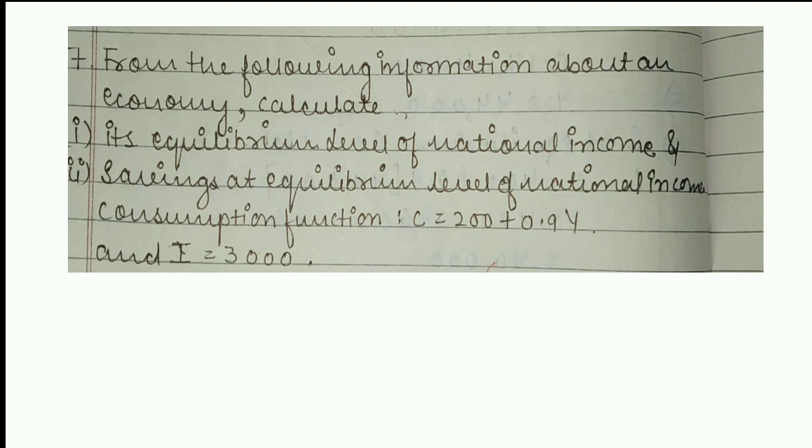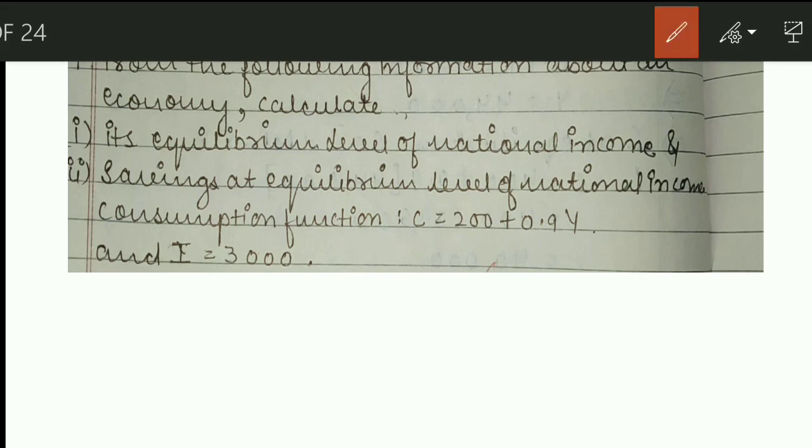Now the next question says that from the following information about an economy, calculate its equilibrium level of national income and saving at equilibrium level of income, where the consumption function is given as 200 plus 0.9y and investment is given as 3,000. So this you can also do very easily. Pause and try it yourself. All right, national income is what you have to calculate, right? Saving at equilibrium level of national income also you need to calculate, and given is the consumption function, that is 200 plus 0.9y, right? And investment is given as 3,000.